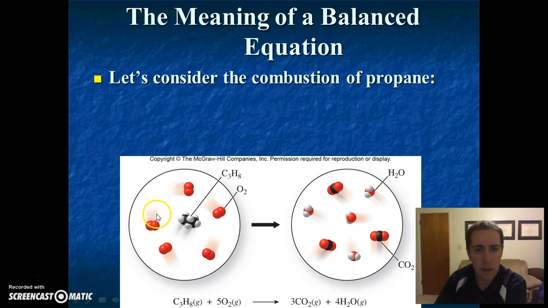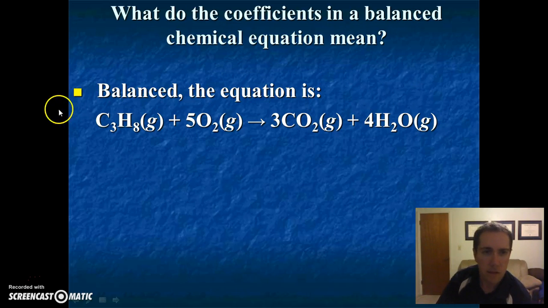It shows us that we need 1 of these C3H8 molecules and 1, 2, 3, 4, 5 oxygens. If you take these, put them in the oven, what you get out are these products. And so if you look at our reaction down at the bottom, that's exactly what it says. 1 C3H8 and 5 oxygens gives us 3 carbon dioxides and 4 waters. So this is our balanced equation.